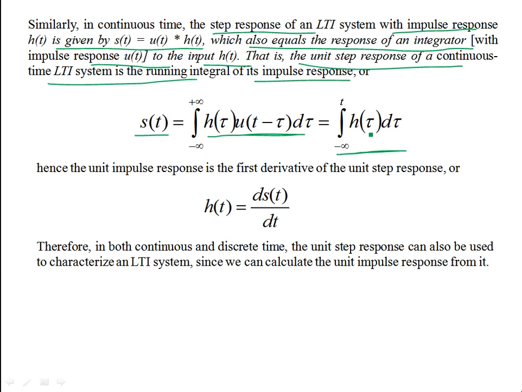And also, in terms of h(t), if you take the derivative of both sides, h(t) is simply the first derivative of the step response. Hence the unit impulse response is the first derivative of the unit step response. So there is, again, a one-to-one relationship between the step response and the impulse response in both discrete time and continuous time domains. Therefore, in both continuous time and discrete time, the unit step response can also be used to characterize an LTI system, since we can calculate the unit impulse response from it. That's all.